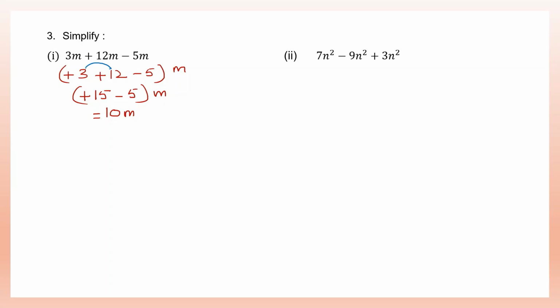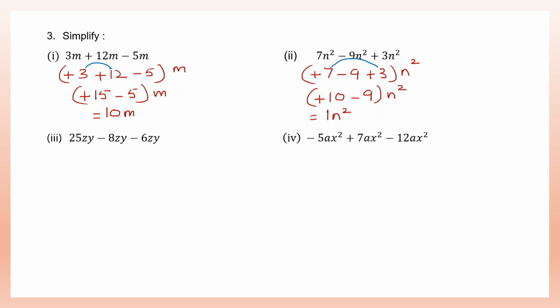Let's go to the next one. Here also they're all like terms, so let's only take the numbers. Plus 7 minus 9 plus 3 n square. Take the numbers with the same sign. Plus 7 and plus 3 have the same sign. So we get plus 7 plus 3 is 10, plus 10 minus 9 n square. Now 10 minus 9 is 1. 1 n square is our answer.